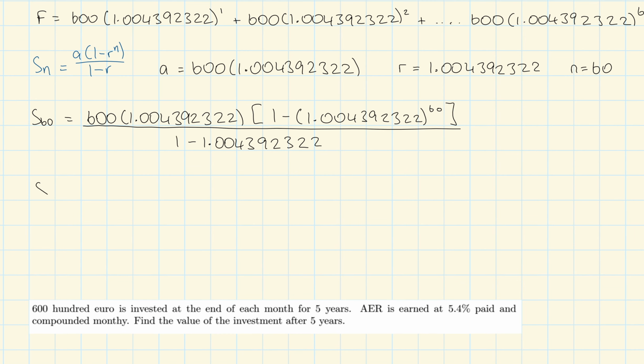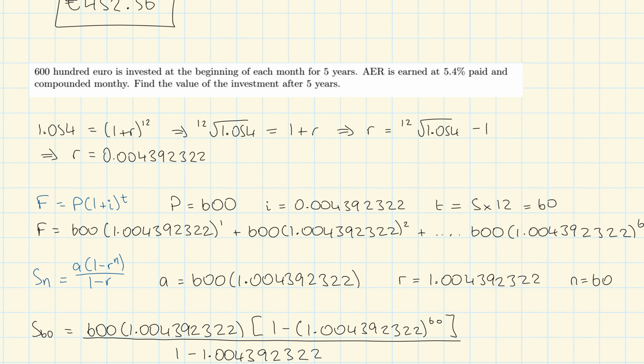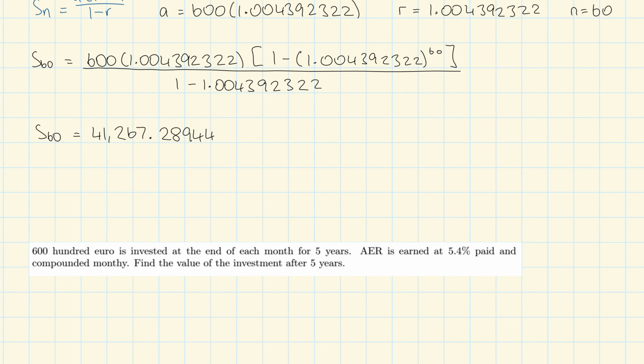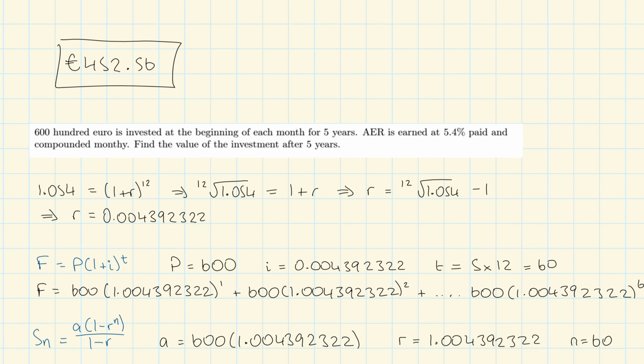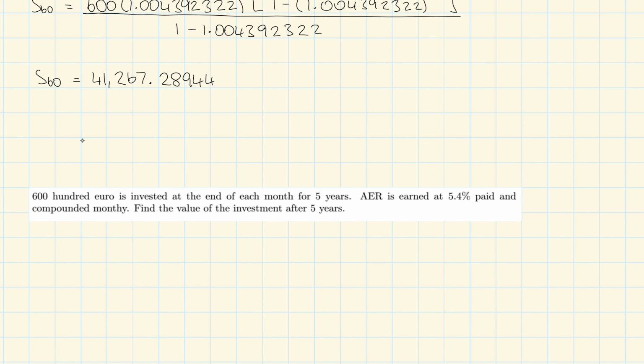Okay, so we get sum to 60 is equal to 41,267.28944. Okay, so no clarification on rounding, so I'll go for 2 decimal places, and we get 41,267.29.